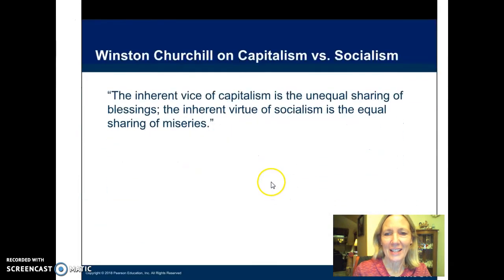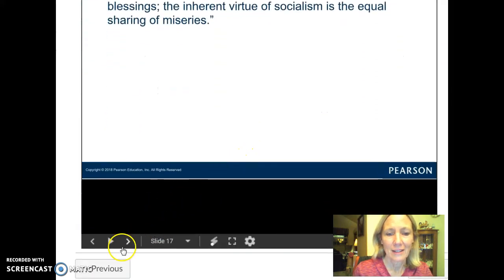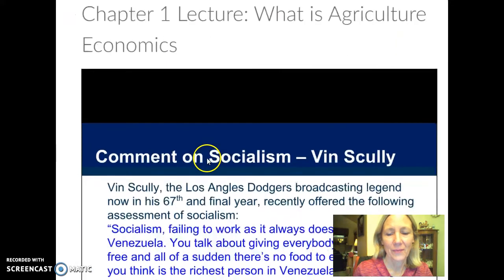I thought this is a nice saying. You can read it. I can read it to you. It says, the inherent vice of capitalism is the unequal sharing of blessings. The inherent virtue of socialism is the equal sharing of miseries. And that was Winston Churchill.